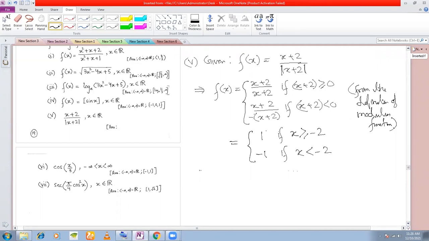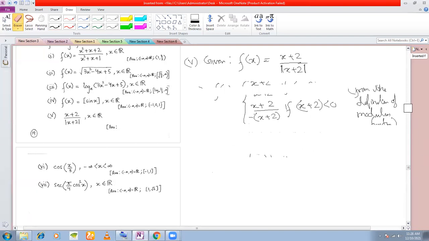So what can you see? What are the values that f(x) is taking for any value of x? Only two values, right? Minus 1 and 1, isn't it? So this is easy. The range of f, whatever value of x that you take, either greater than or equal to minus 2 or x less than minus 2, it is taking only two values. So what should be the range of f? 1 and minus 1 only. Clear? Yes, sir. Good. So this was an easy one.